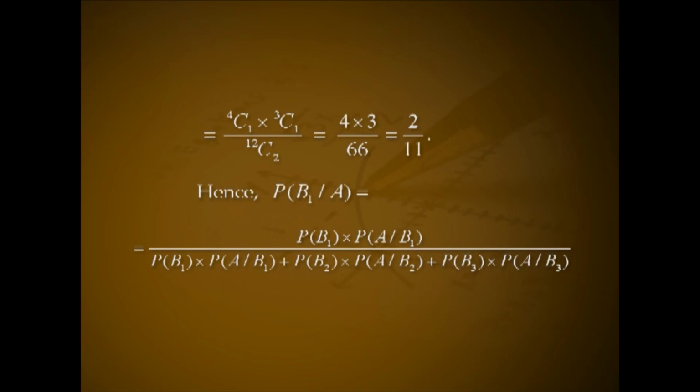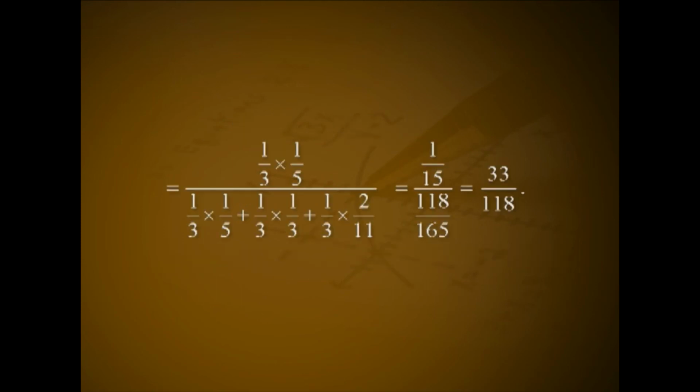Hence, P of B1 given A, which is P of B1 into P of A given B1 divided by P of B1 into P of A given B1 plus P of B2 into P of A given B2 plus P of B3 into P of A given B3, equals 1 by 3 into 1 by 5 divided by 1 by 3 into 1 by 5 plus 1 by 3 into 1 by 3 plus 1 by 3 into 2 by 11. That is 1 by 15 divided by 118 divided by 495, that is equal to 33 divided by 118.